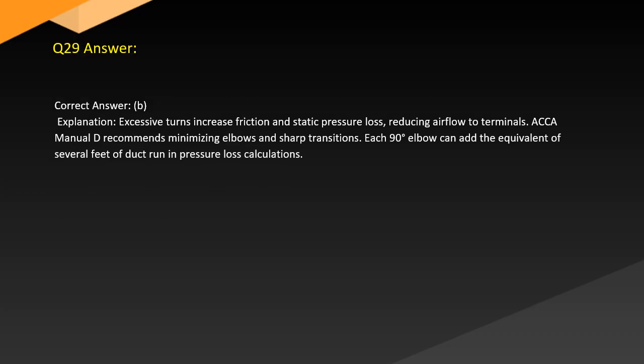Answer. Correct answer: B. Explanation: Excessive turns increase friction and static pressure loss, reducing airflow to terminals. The ACCA Manual D recommends minimizing elbows and sharp transitions. Each 90-degree elbow can add the equivalent of several feet of duct run in pressure loss calculations.